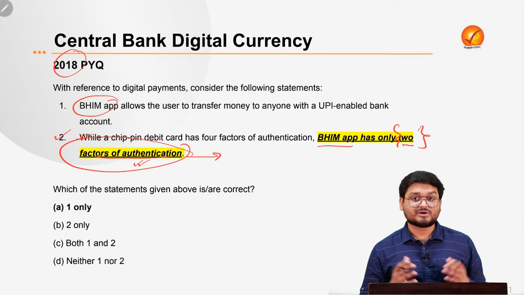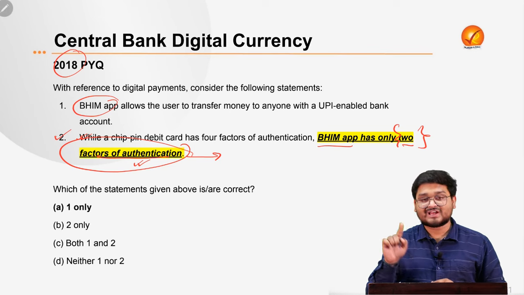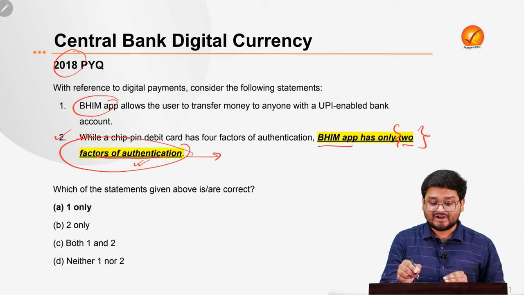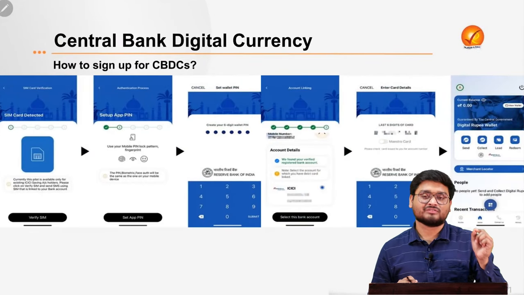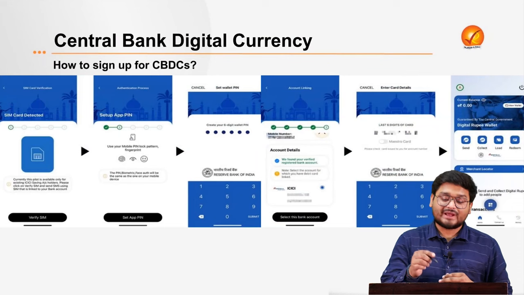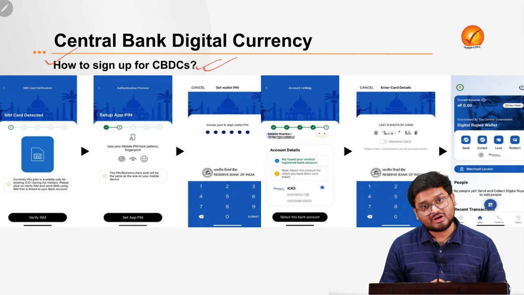Now the purpose of me showing you this PYQ is that UPSC has asked a question related to UPI's factors of authentication. They can also ask the same with reference to CBDCs. So what I mean is, how can you actually sign up for the CBDCs, and what are the various factors of authentication that you have to obey here?